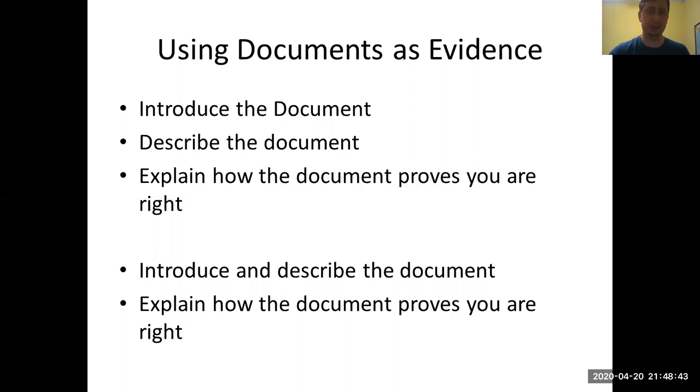Now you can do this in 3 sentences. You know, a lack of toleration can be seen in document 1. Document 1 shows blah, blah, blah. This proves a lack of toleration because blah, blah, blah. You could do it in 2 sentences. In document 1, it shows a lack of toleration as this person is blah, blah, blah. This shows that I'm right because of blah, blah, blah. So you can either do it in 3 sentences or 2 sentences, but you need those 3 things.